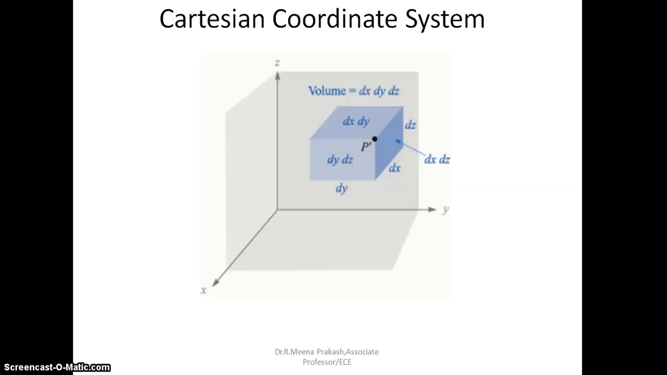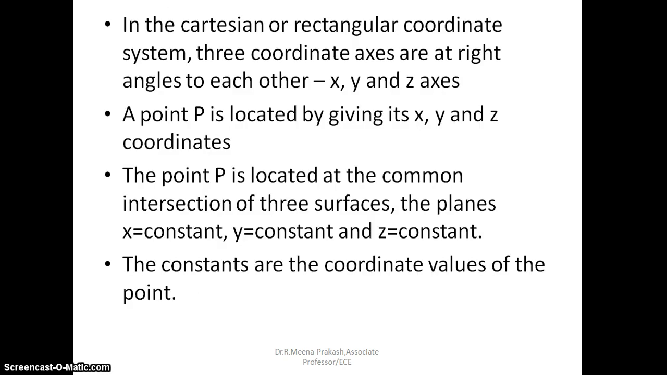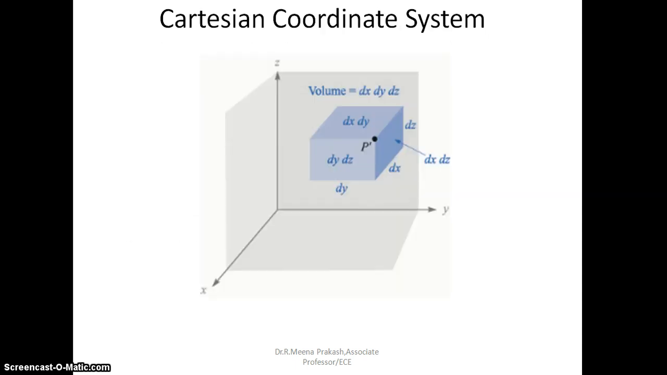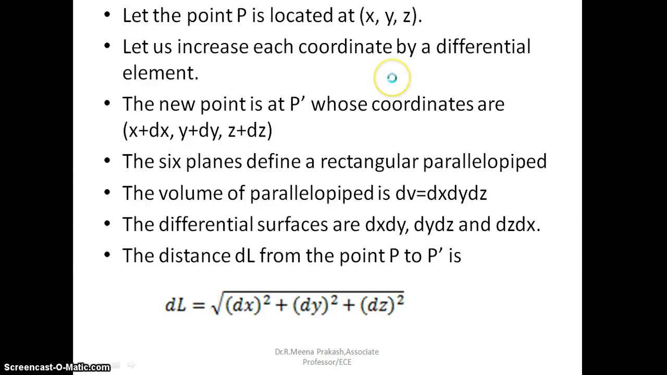So look at this diagram. This represents the rectangular parallelepiped, and the volume of the parallelepiped is dv equal to dx dy dz. So here it is represented. The volume of the parallelepiped is dx dy dz, and the three surfaces are dx dy, dy dz and dz dx.